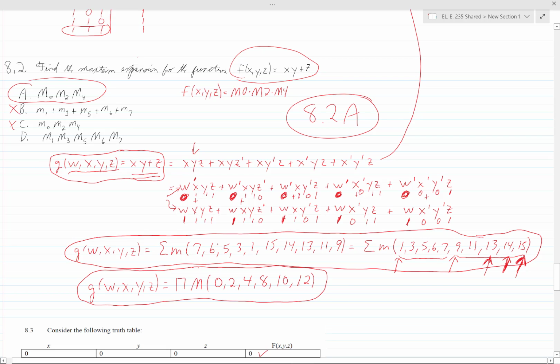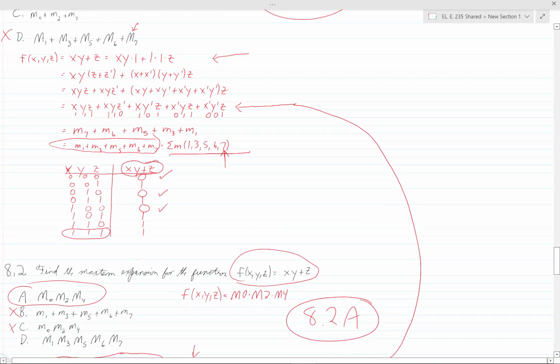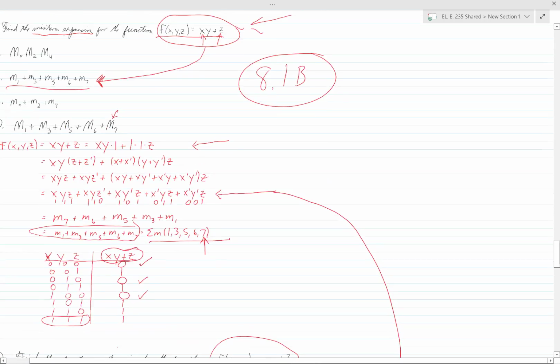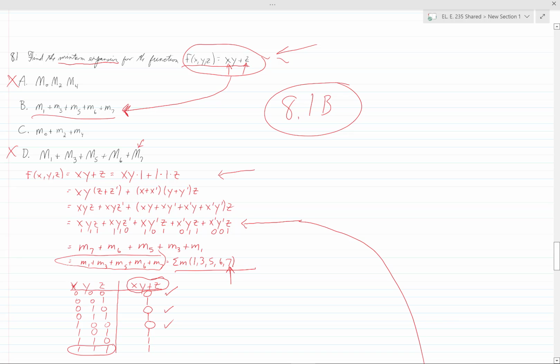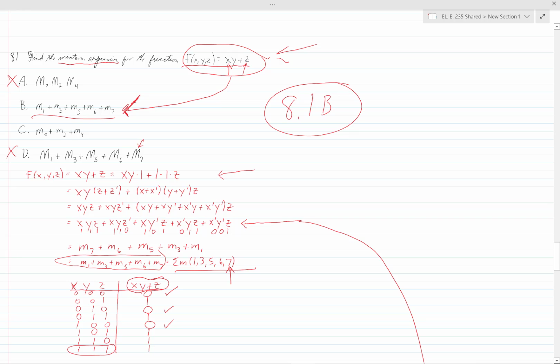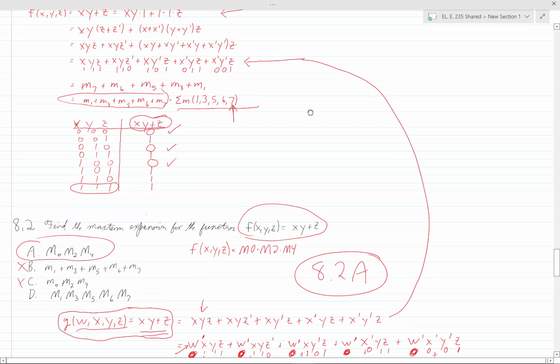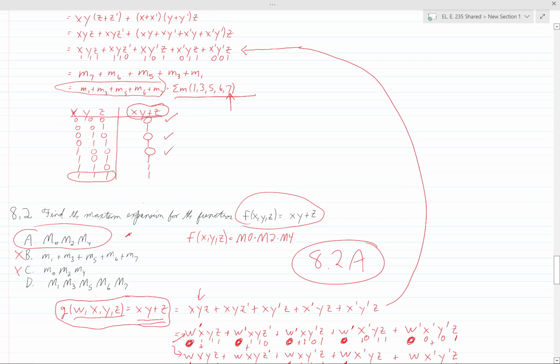Okay, so the final remark I want to make is this. You can see that little f of xyz, which is equal to xy or z, had 5 terms right here in its minterm expansion and 3 terms in its maxterm expansion.